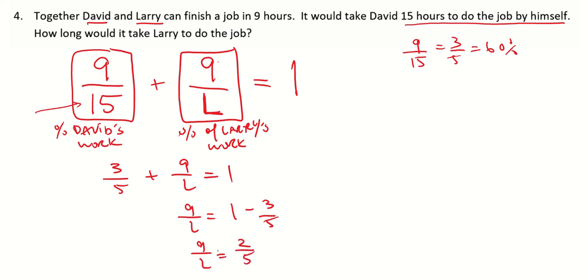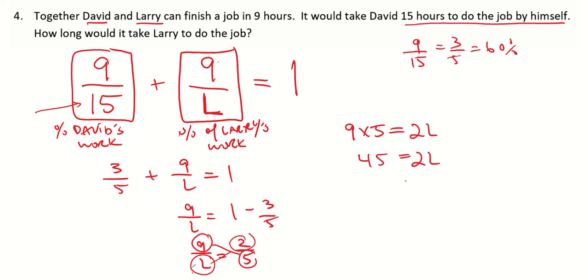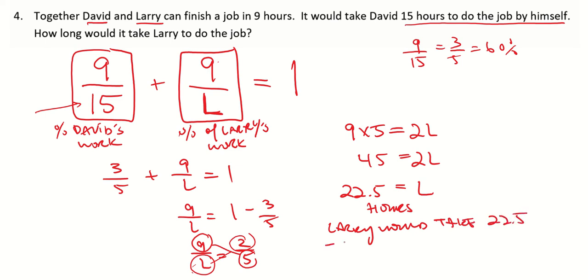So what I'm going to do next is cross multiply. Cross multiplying means I'm going to take this top number and this bottom number and multiply them. So you get 9 times 5 is equal to, take this bottom denominator and multiply by this top number, so you get 2L. So you get 45 is equal to 2L. If you divide both sides by 2, L is equal to 22.5 hours. So what that means is, if Larry were to do the job himself, Larry would take 22.5 hours to do the job himself. And that's it.